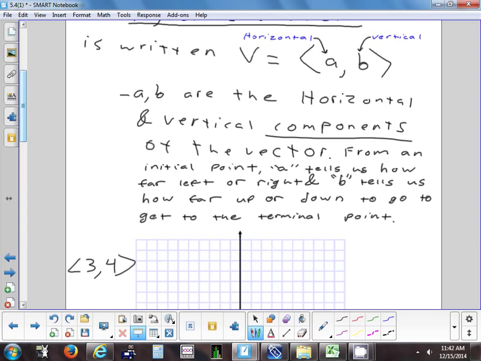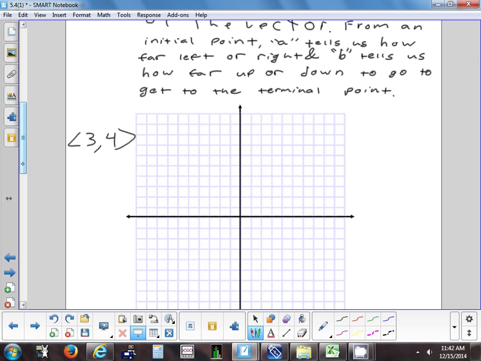What do you think, Sarah? I would think 0. So you'd think maybe the origin would be a good place to put it, but did it say that anywhere in here? No. So if they ask you to draw that vector, I could start there if I wanted. The only requirement is that I go 3 right and 4 up. So there's a drawing of the vector 3, 4.